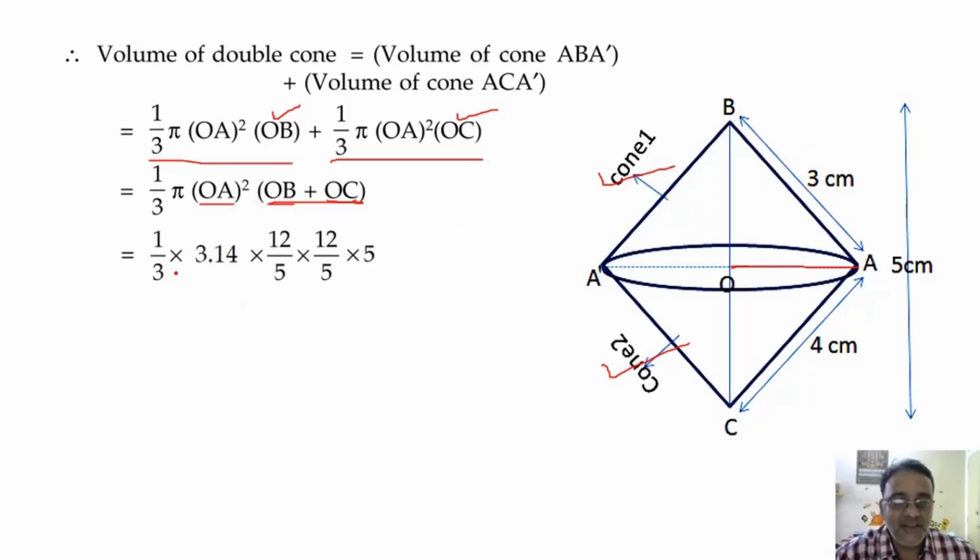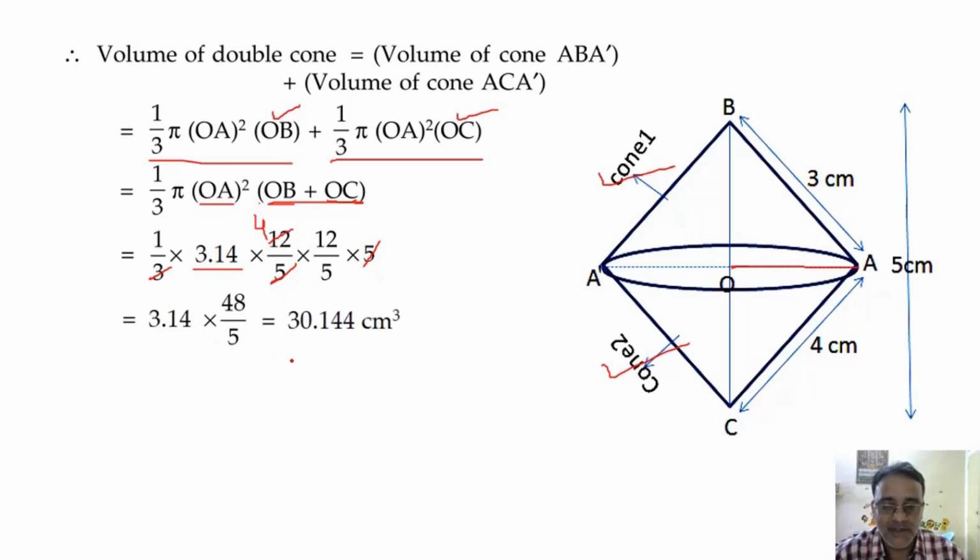So 1 by 3 into 3.14 into 12 by 5 into 12 by 5 into 5. So 1, 3 we can cancel here. We'll get 4. 1, 5 also cancel. And we'll get 3.14 into 48 upon 5. So approximately it will be equals to 30.144 centimeter cube. Now round up to 2 places. So 30.14 centimeter cube. Any doubt in volume?